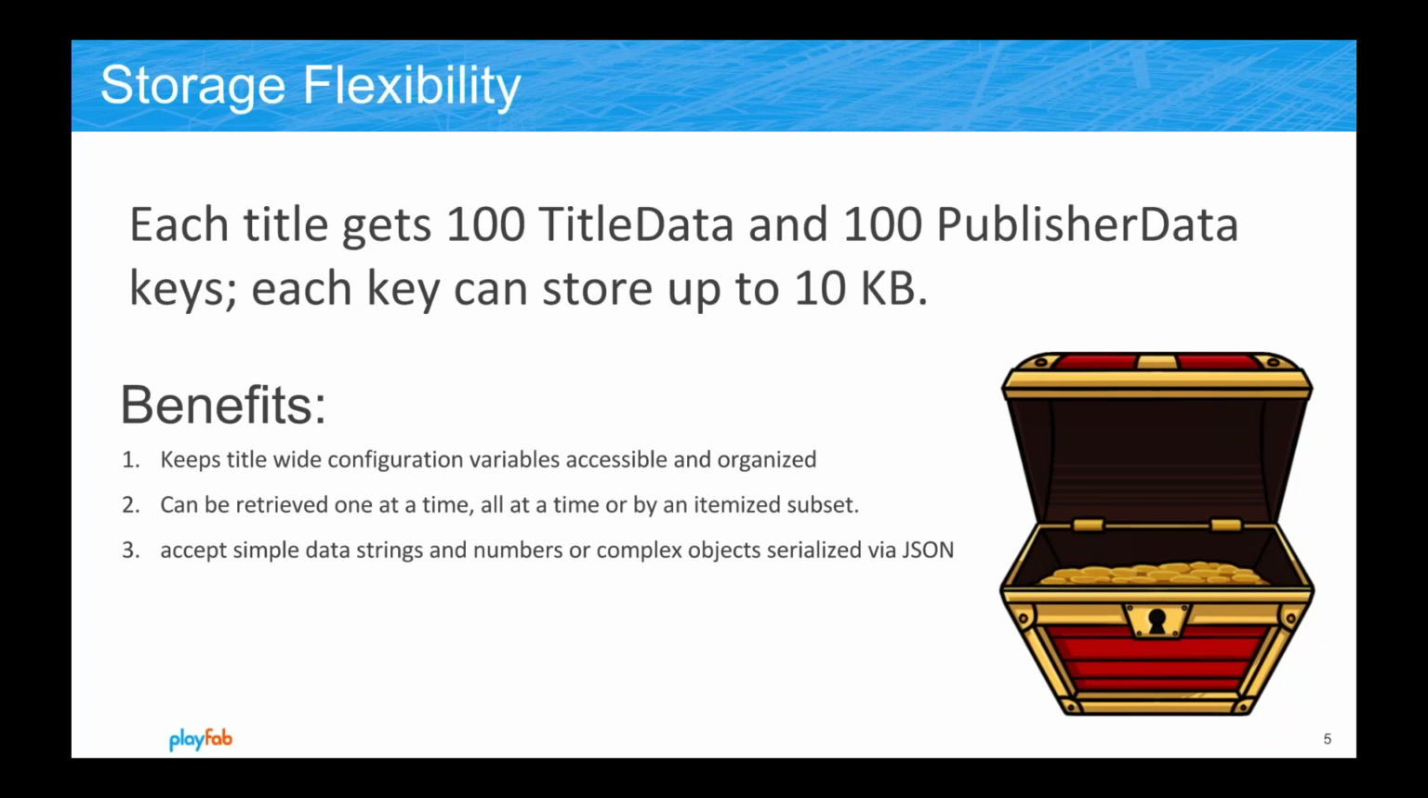Moving on to some of the details behind title data in general. So each title gets 100 title data and 100 publisher data keys. Each can store up to 10 kilobytes per key value pair. And the benefits of this basically is keeping title-wide configuration variables accessible and organized. You can retrieve one at a time, all at a time, or by an itemized subset. And you can accept simple data strings and numbers or complex objects and serialize with JSON.